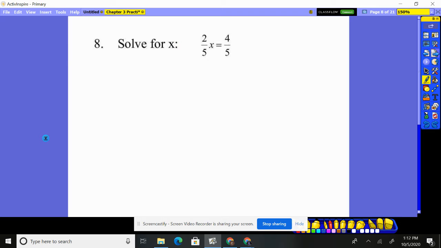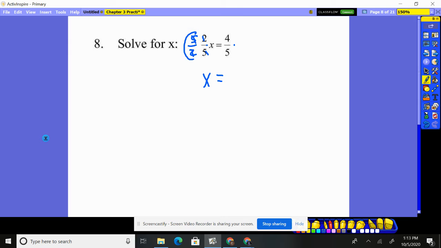Okay, I have 2/5 times x. So I'm trying to get x by itself. So I need to undo that multiplying by 2/5. We could divide by 2/5. We could change it to a decimal and divide by 0.4. But why not just multiply by its reciprocal? Two numbers are reciprocals if, when multiplied together, they equal 1. And that's what we're doing here. That way, these will cross out and we'll be left with 1x.